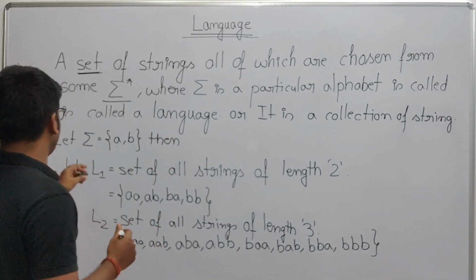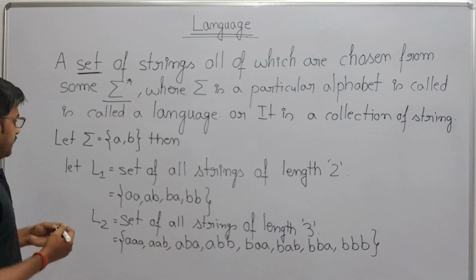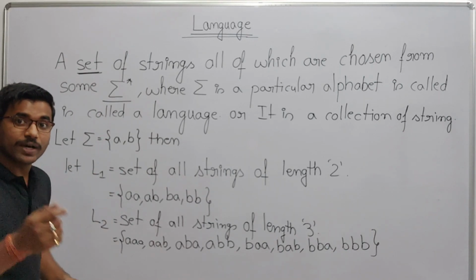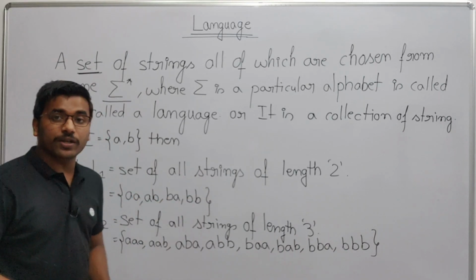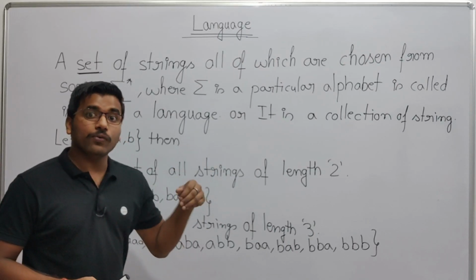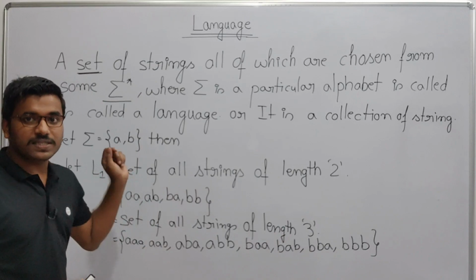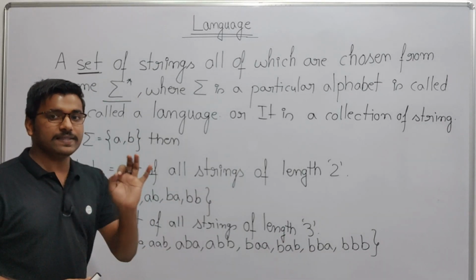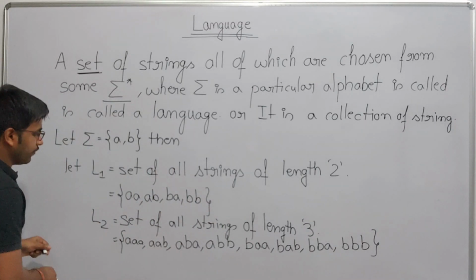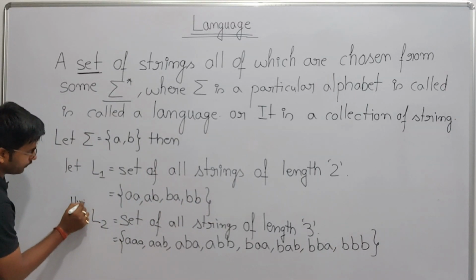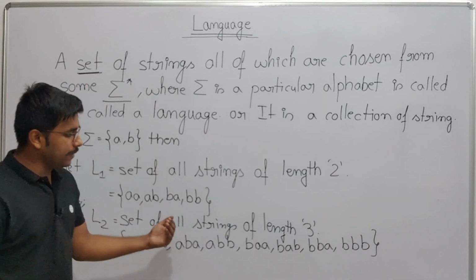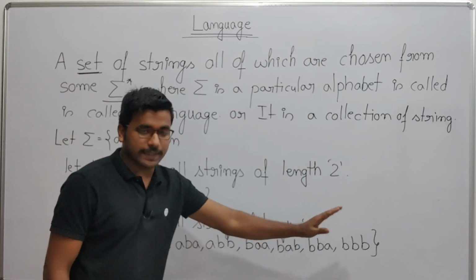Now see, sigma is a comma b. Let L1 be a language. What is L1? The set of all strings of length 2. So it will contain all the strings of length 2 over sigma a comma b, meaning the only symbols you are allowed are a and b: aa, ab, ba, bb. Similarly, L2 is the set of all strings of length 3: aaa, aab, aba, abb, baa, bab, like this.